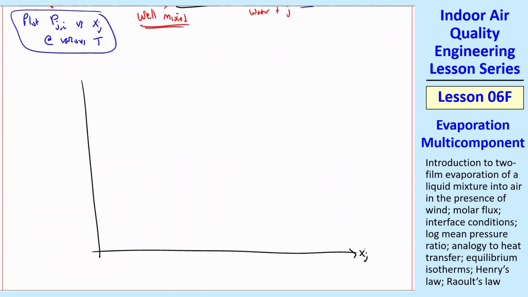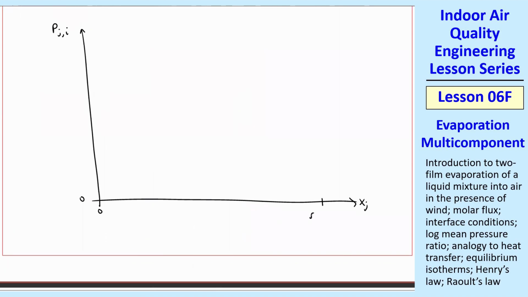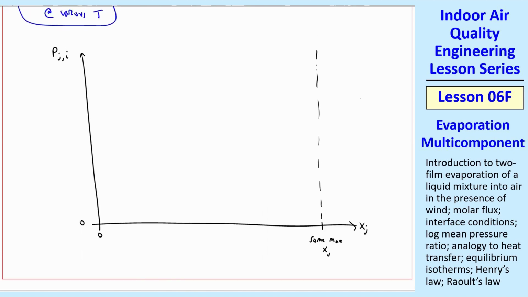So here's X_J, and here's P_Ji, or just P_J because it's well mixed, both starting at 0. And this goes to some max X_J. It's not necessarily 1, although it could be, but it's some mixture of X_J. The maximum possible is 1, but it might be less than that because of the solubility limits. Typically, we get a curve that looks something like this.